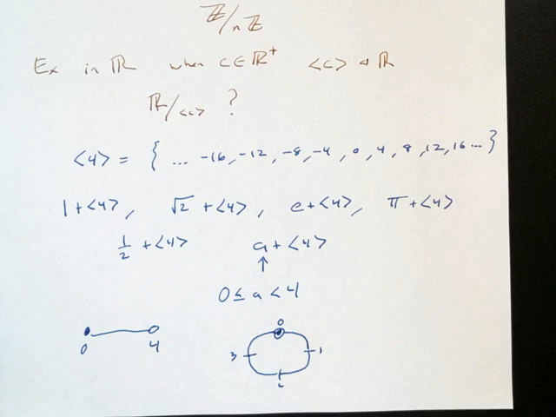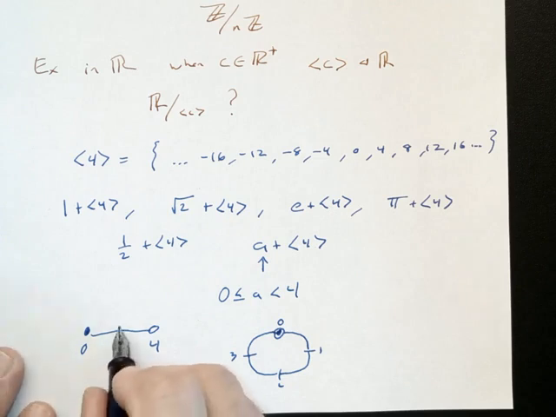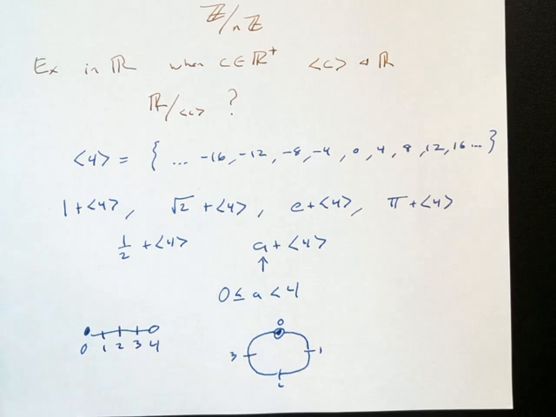Instead of marking off 1, 2, and 3 on the straight line, I've turned my straight line into a circle by bending it around so that the dot and the open circle overlap each other. Just like 0 and n overlap each other in Zn.